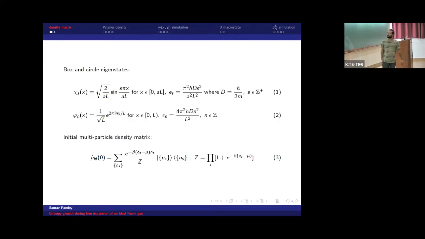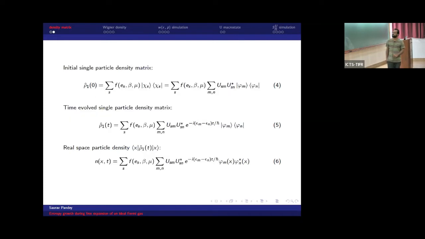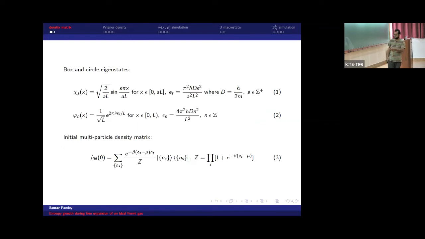Here I just describe the basic quantum mechanics. Chi and E are the eigenstates and eigenenergies for the box, and phi and epsilon are the eigenfunctions and eigenenergies for the circle. I mention them here in equations 1 and 2 because we'll be using them. As I said, the initial state is a thermal state on the box. So the initial multi-particle density matrix is described by equation 3, which is just a thermal density matrix written in the number occupation representation. That is the usual Fermi partition function.